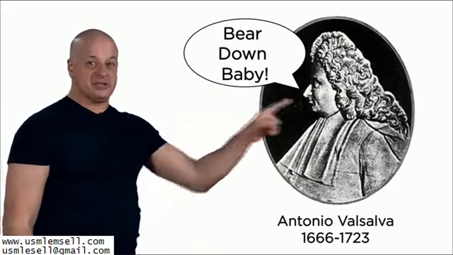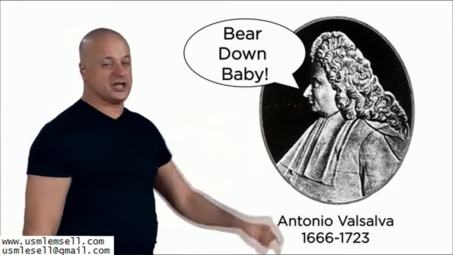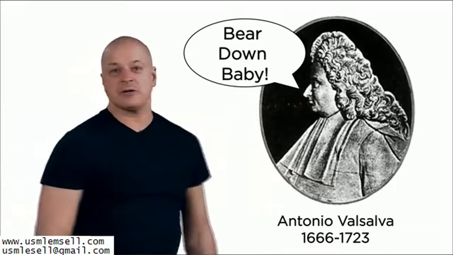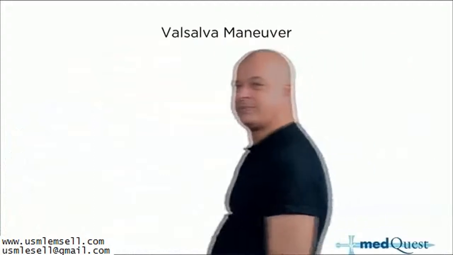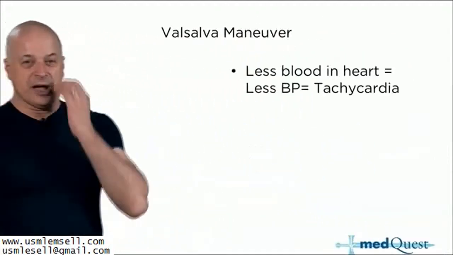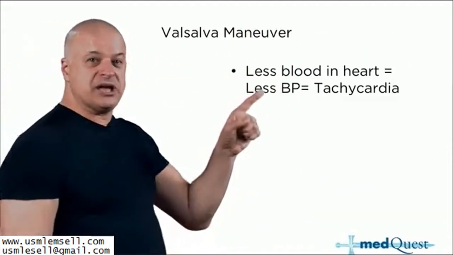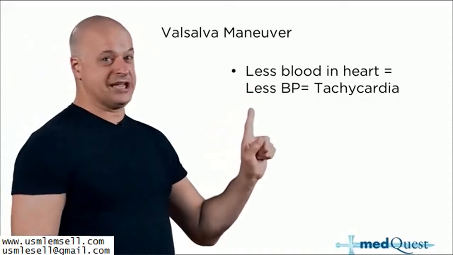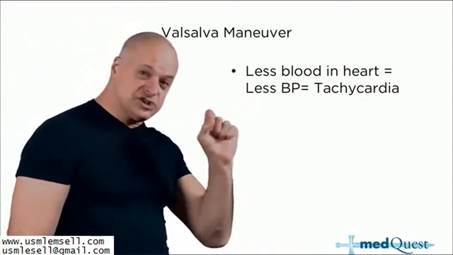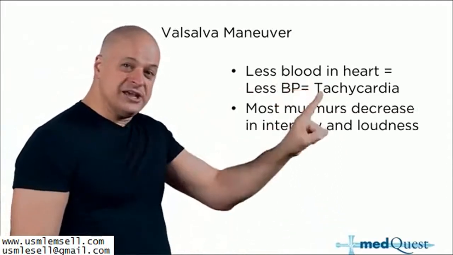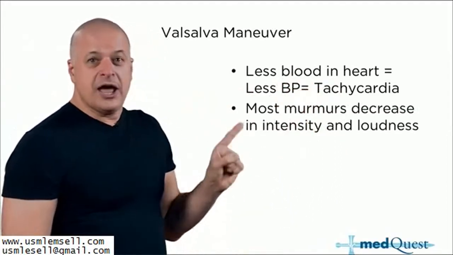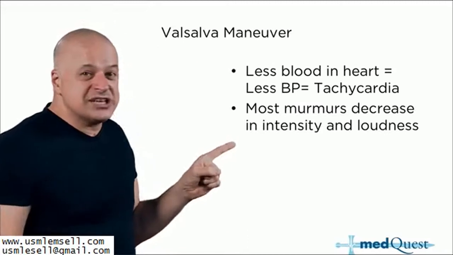Bear down, baby. You look at this guy, like he's in a permanent Valsalva, don't you think? Okay, and the Valsalva will decrease blood going into the heart, which results in a tachycardia, because since you have decreased stroke volume, you increase the rate. And most murmurs decrease in intensity and loudness.